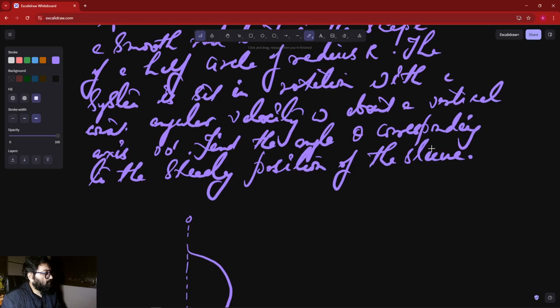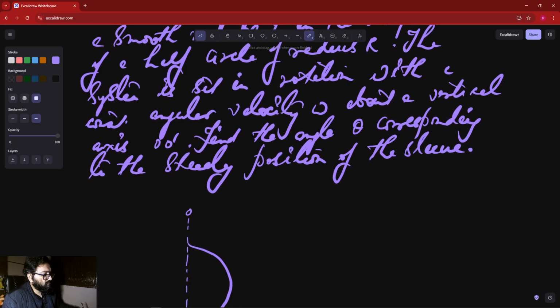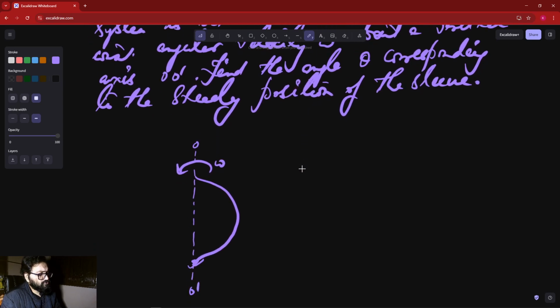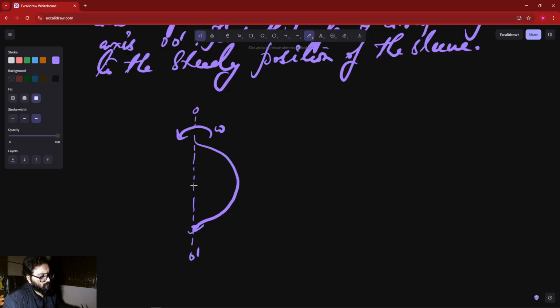So this rod is essentially rotated with an angular velocity of omega about the vertical axis O dash. I need to find out theta, that is the angle corresponding to the steady position of the sleeve. Let's say this is my position, and the angle made with this axis of rotation, that is O dash, is equal to theta.